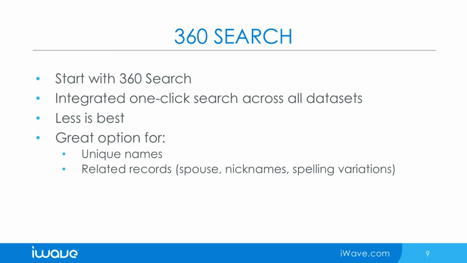This means you should consider starting with very basic information, such as a first name, last name, city, and the state or province that the person lives in, or where they're connected to. The 360 search is often great for prospects with unique names. So if you are familiar with the prospect, you could try searching for related records such as their spouse, nicknames related to that person, or spelling variations on their first name.